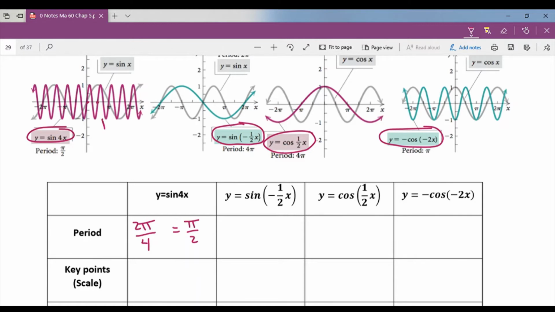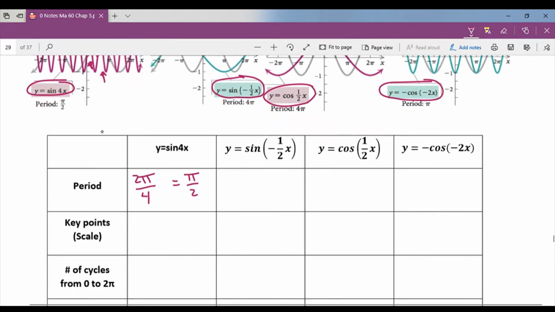Not too sure if you can see the purple marker that I'm using on a purple graph, but there's a point here and there's a point here. And this is halfway to pi. So one cycle is happening in pi by 2. Going along the theme of this y equals sine 4x graph, let's talk about key points.